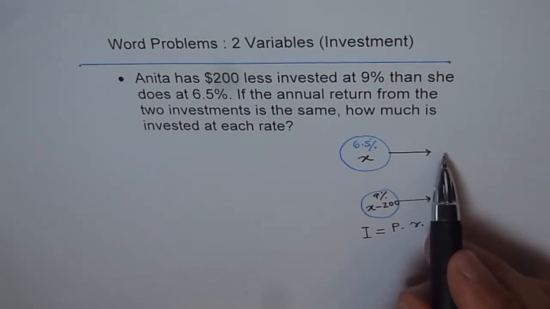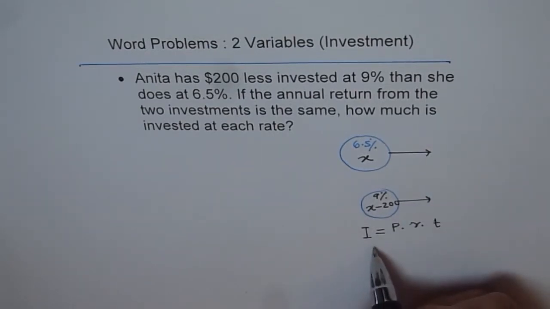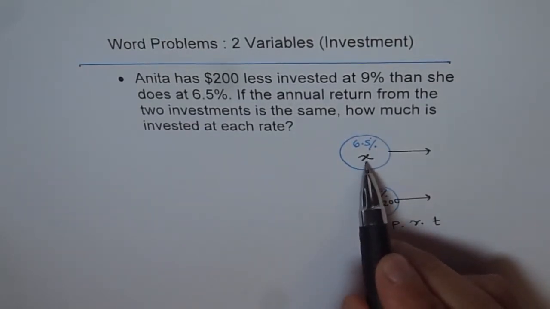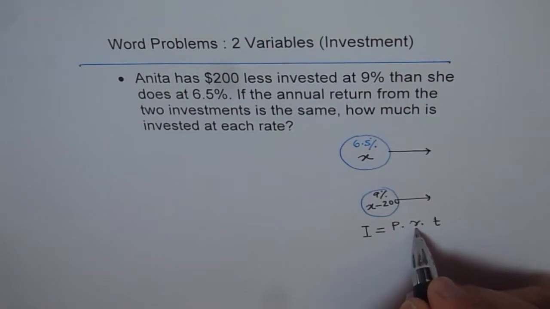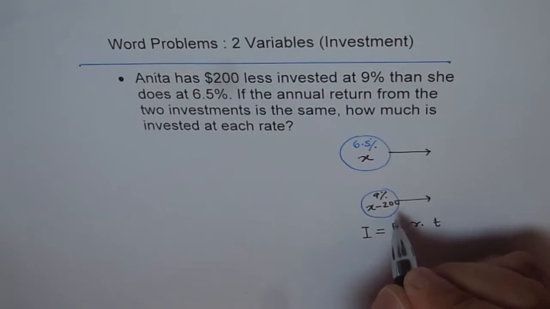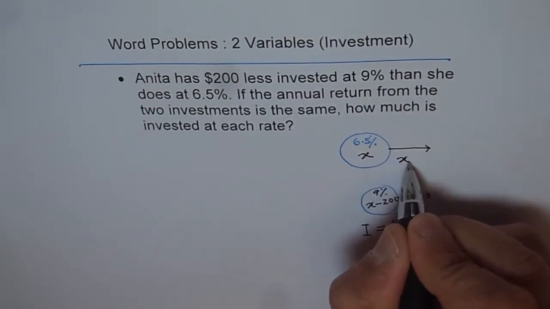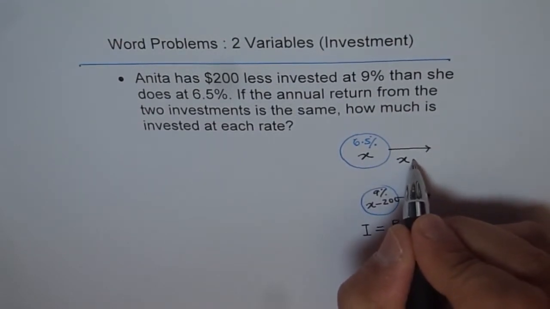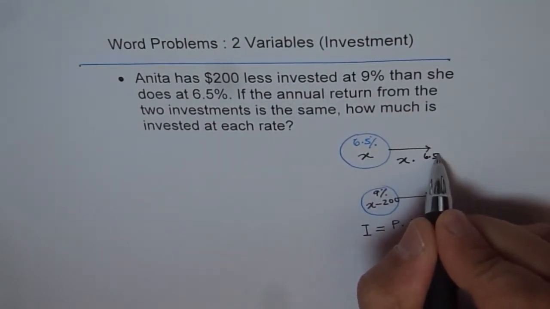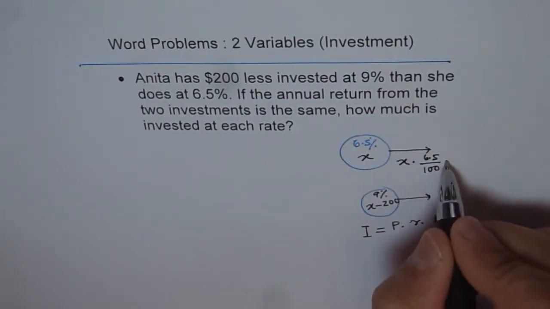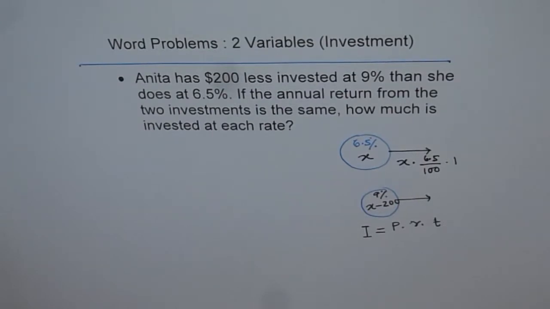So to get the return on investment, or interest, we need to multiply the amount invested, that is x, times the rate times 1. So here the amount invested is x, so you get x times the rate, 6.5%. 6.5% means divided by 100, times time, which is 1 year. So this is our return on the first investment.